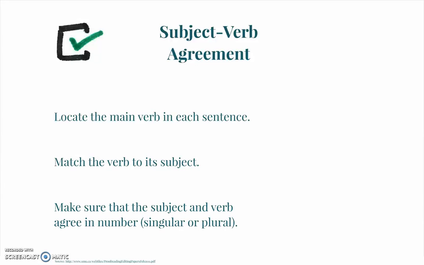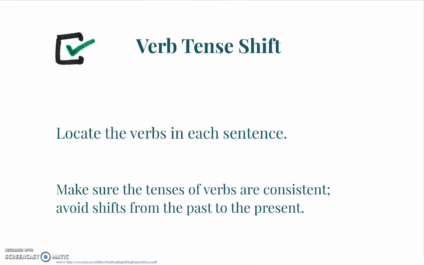Subject-Verb Agreement. Locate the main verb in each sentence. Match the verb to its subject. Make sure that the subject and the verb agree in number, singular or plural. Verb tense shift. Locate the verbs in each sentence. Make sure the tenses of verbs are consistent. Avoid shifts from the past to the present.